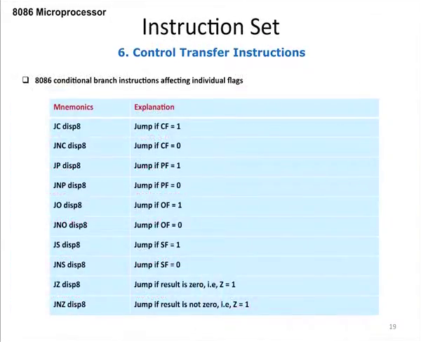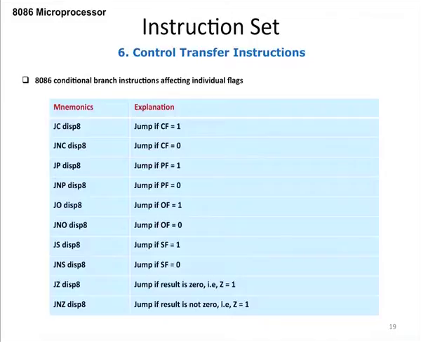Now let us discuss some control transfer instructions of 8086 microprocessor. The first one is JC, that means after the execution of this instruction, if the carry flag is set to 1, then the sequence of execution will change. Then we have JNC and address. Again JNC stands for jump if not carry. It means if carry flag is 0, then the sequence of the execution will change.